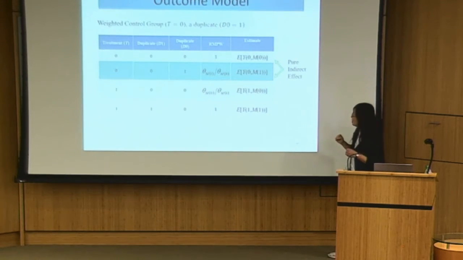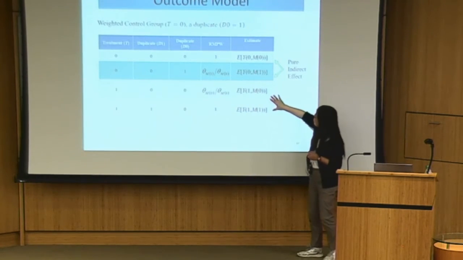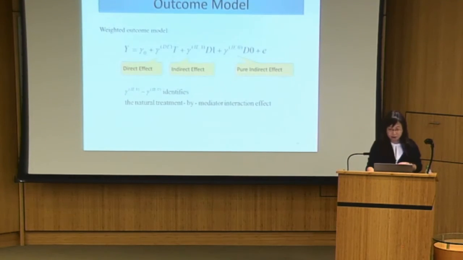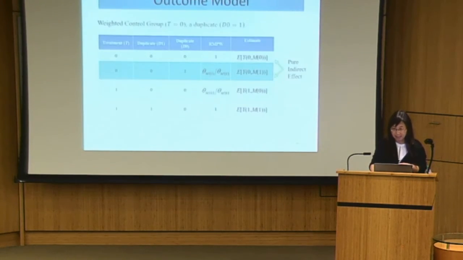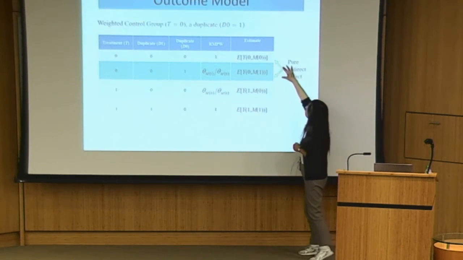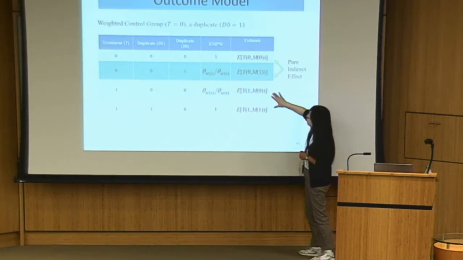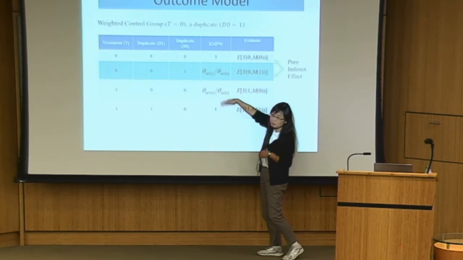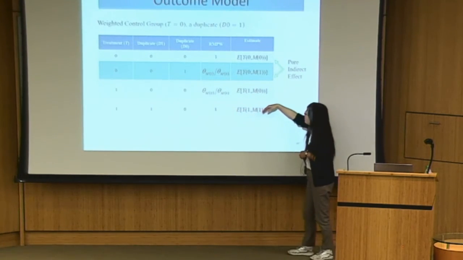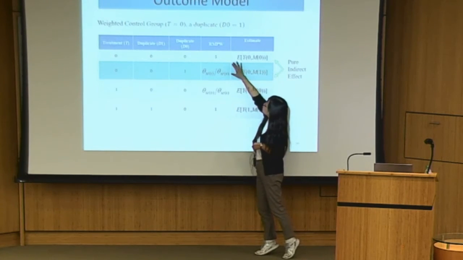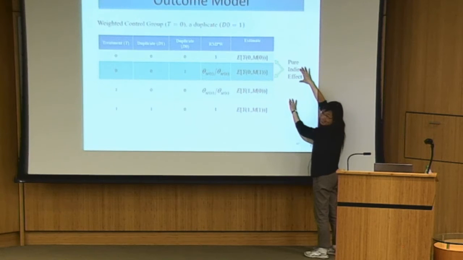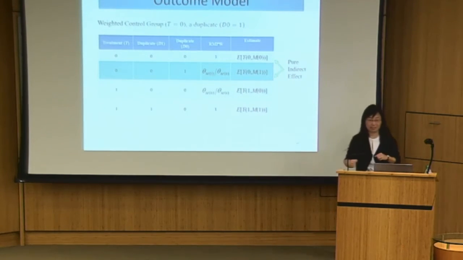Unlike the direct effect. Remember, this contrast was the natural direct effect or the total direct effect. Sorry. So we have the pure indirect effect, and the total indirect effect comes from the contrast between the weighted and unweighted experimental group mean. The weighted and unweighted control group mean gives you the pure indirect effect, and then the difference in difference is the interaction effect, the natural mediated interaction effect.